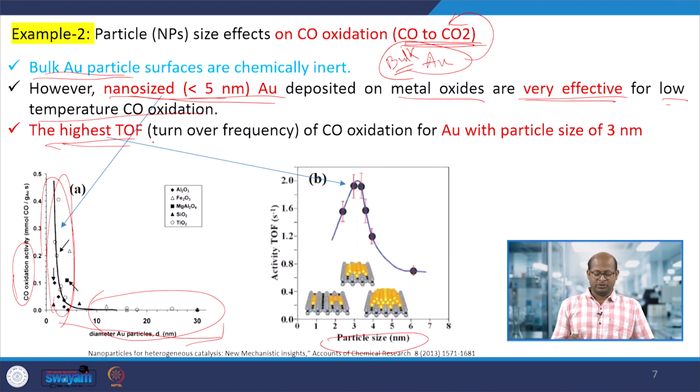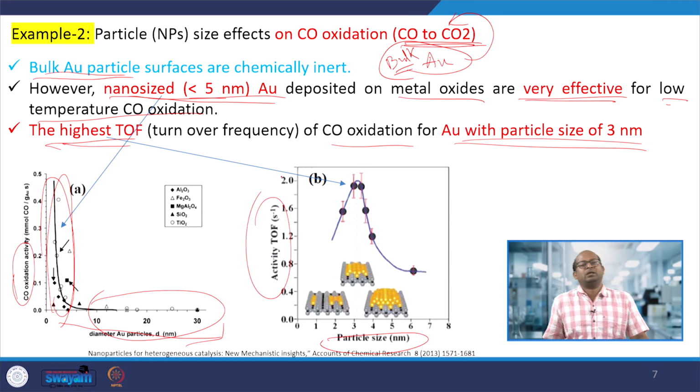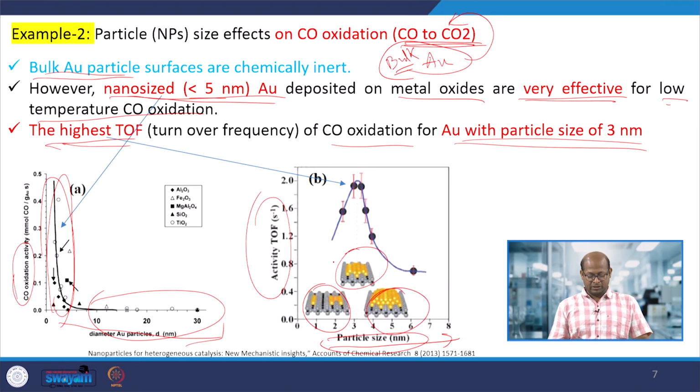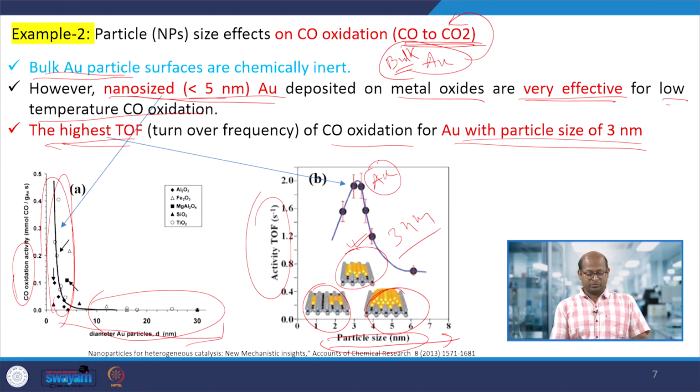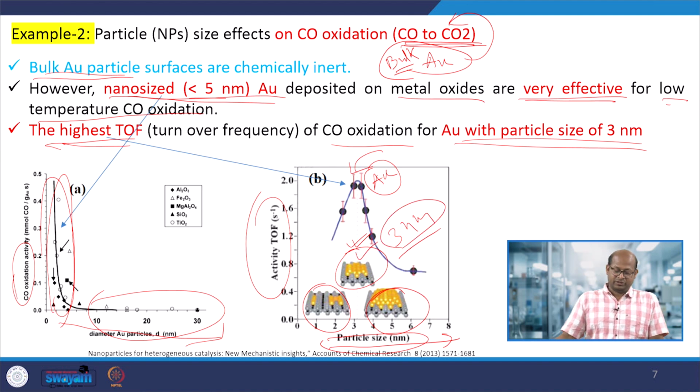Here also you can see the particle size of the nanomaterials. The turnover frequency for this reaction is expressed on the y axis, against the particle size of the nano gold that was prepared. Here it is 1 to 2, 3 nanometers, 4 to 6 nanometers. When it was 3 nanometers, the gold oxide was deposited on a particular support, and that material had the highest turnover frequency, so that particle size of gold was much more effective.